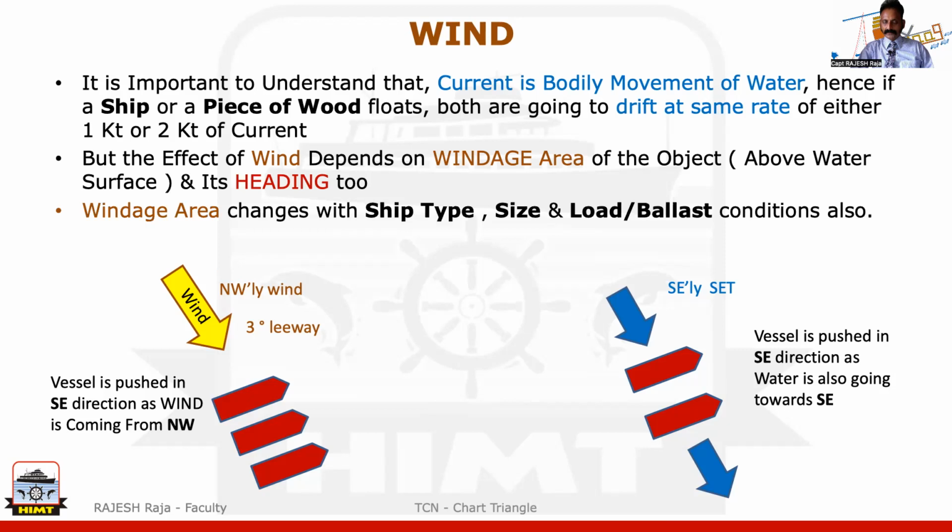Now this windage area, please remember, changes with the type of ship. A container ship or a tanker is completely different. A car carrier or a general cargo ship is completely different. It will depend on the size and whether you are loaded or in ballast. Why? Because the windage area directly depends on the above water surface. I mentioned here in the bracket, above water surface. I'm sorry, not the volume, the surface. The surface which it presents above the water is very important for you to take note of, to see how the wind is going to affect you.